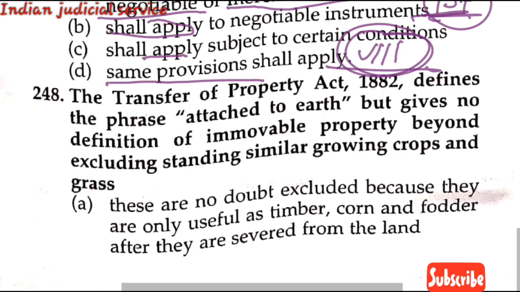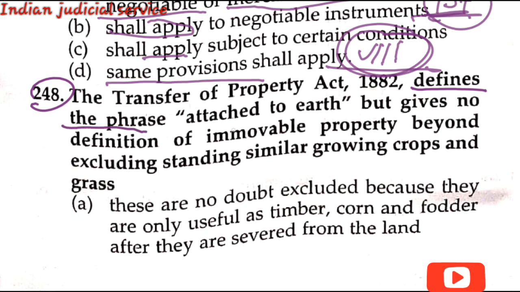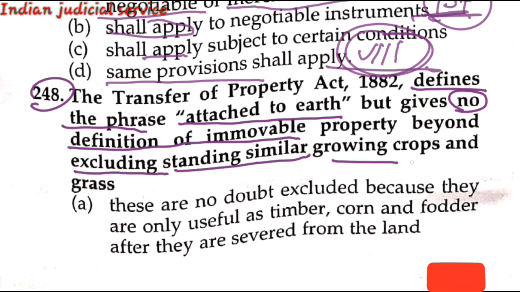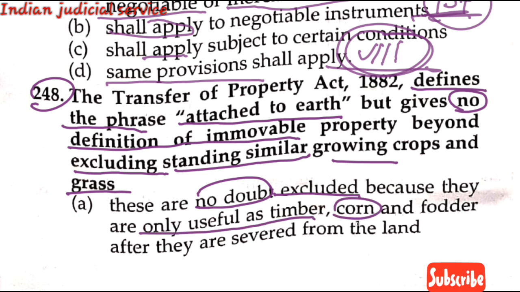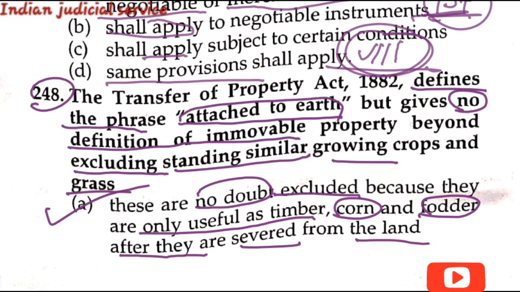Now question number 248. The Transfer of Property Act 1882 defines the phrase attached to earth but gives no definition of immovable property beyond excluding standing timber, growing crops and grasses. Option A, there are no doubt excluded because they are only useful as timber, corn and fodder after they are severed from the land. So our answer here is option A.